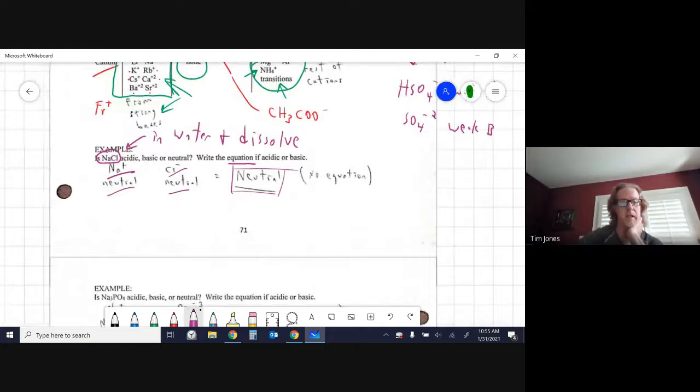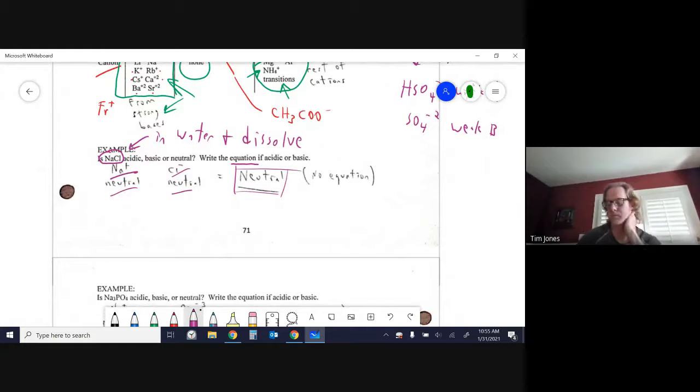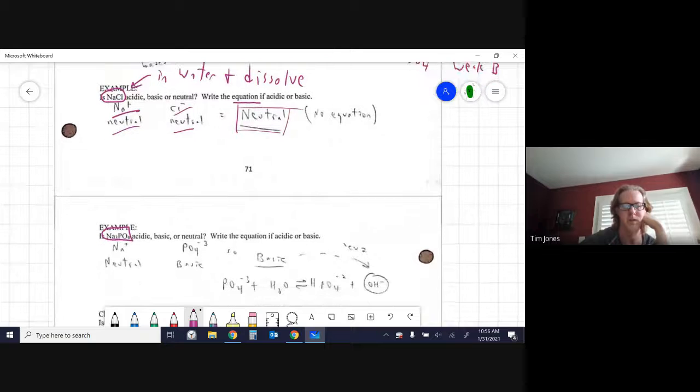Next, again, it'd be great if you try this on your own. Stop the video. We're going to put sodium phosphate in water. See if you can figure out, using the NBA chart and what you know of acids and bases, what the resulting solution will be and why. And after you do that, then come back here and you will get, hopefully, this.